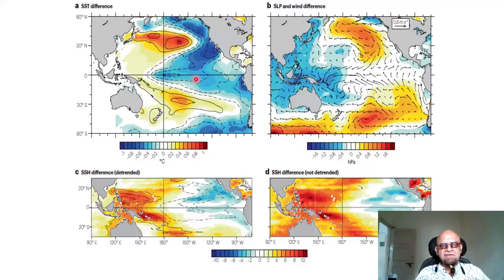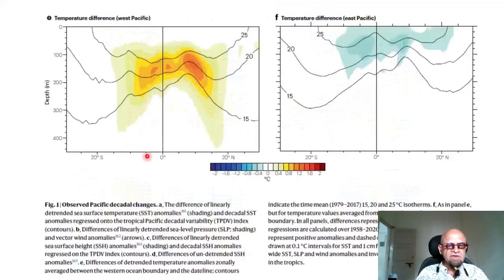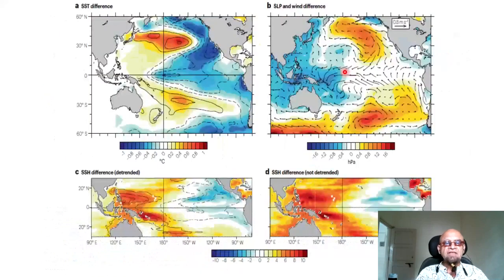So these are the SST differences. So let's read the caption first. Observed Pacific decadal changes. A, the differences of linearly detrended sea surface temperature anomalies in the shading and decadal SST anomalies regressed onto the tropical TPDV index. B, the differences of linearly detrended sea level pressure, and we have the temperature difference in the West Pacific and temperature difference in the East Pacific. So together you have SST differences.